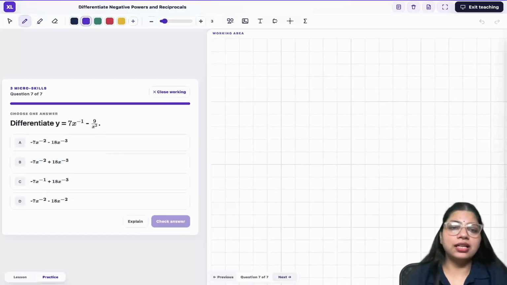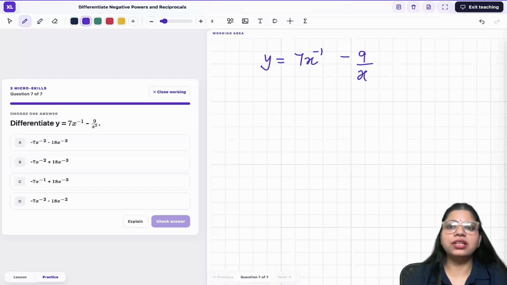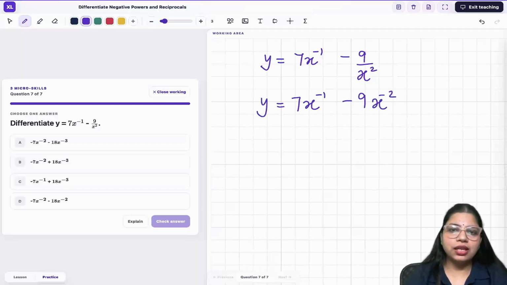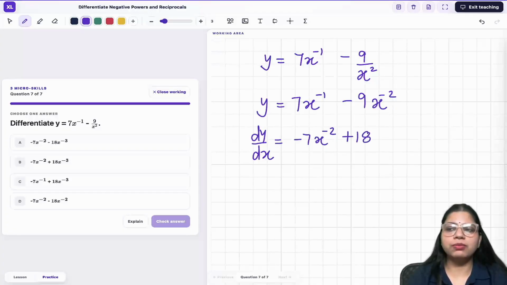Correct. And the last question, it's a tiny one. Y equals 7x to the power of minus 1 minus 9x over x squared. Let's rewrite that: 7x to the power of minus 1 minus 9x to the power of minus 2. Differentiating it, dy by dx will be minus 7x to the power of minus 2 minus 9 times minus 2 would be positive 18x to the power of minus 3. And that's what our answer is.